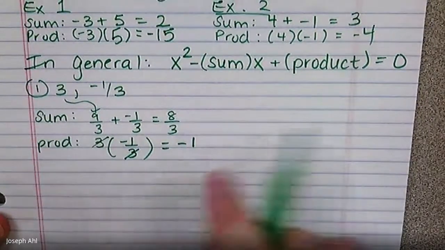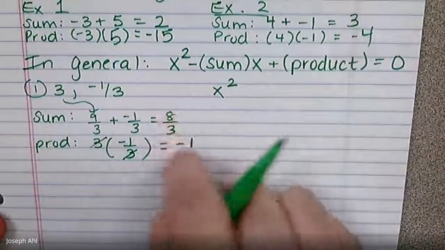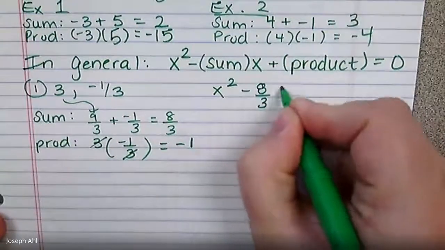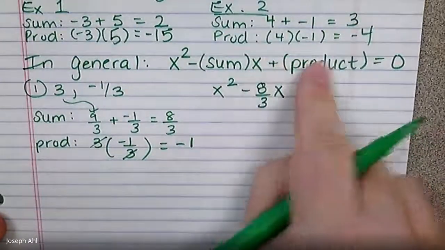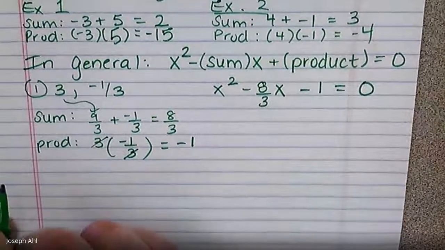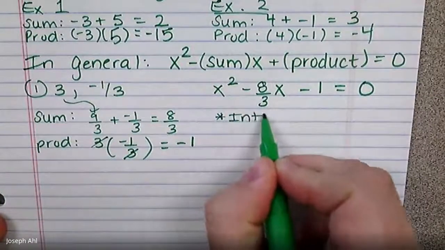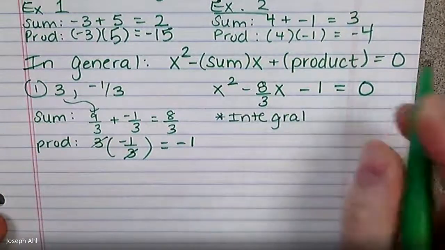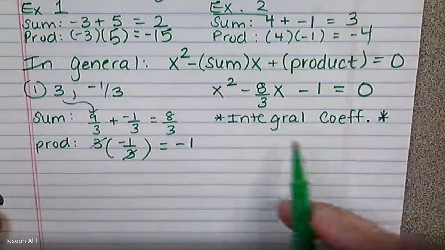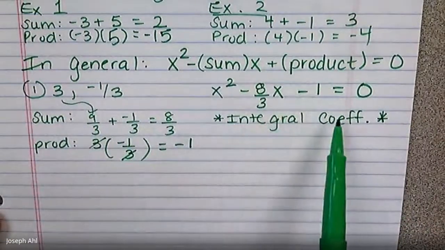So the way I would write the equation using this general form is x squared. Change the sign of the sum, minus the 8/3. That goes next to x. And keep the sign of the product, so keep it -1 equals 0. What you will often see in these questions is that we are required to use integral coefficients. It will say that in directions. It will say, given these roots, write the equation using integral coefficients.